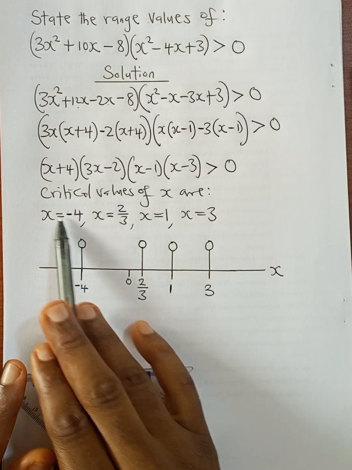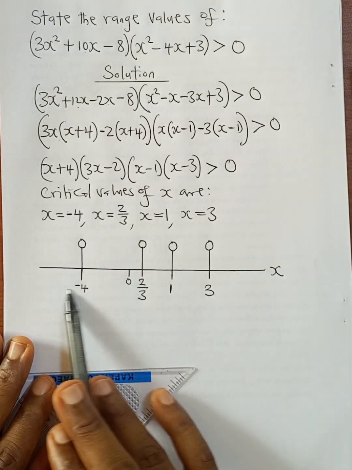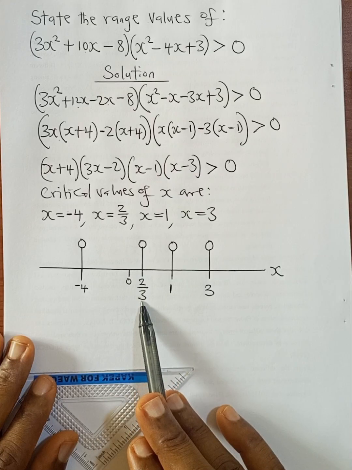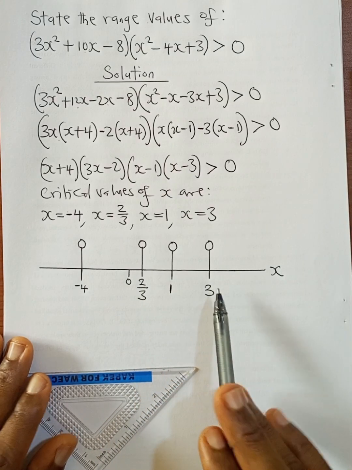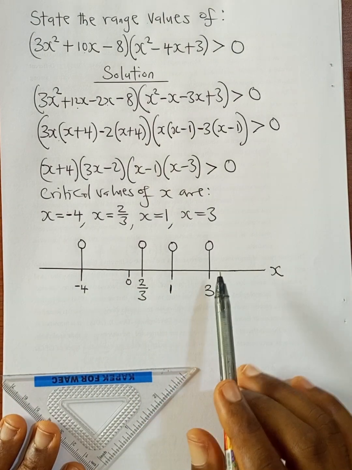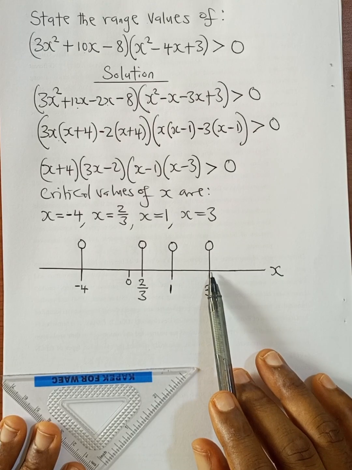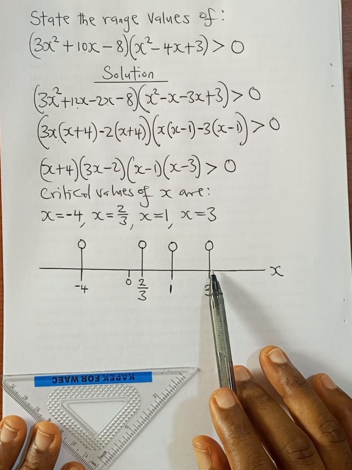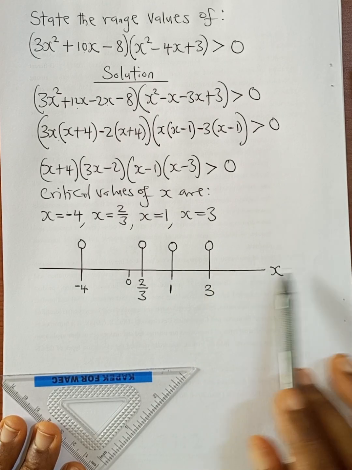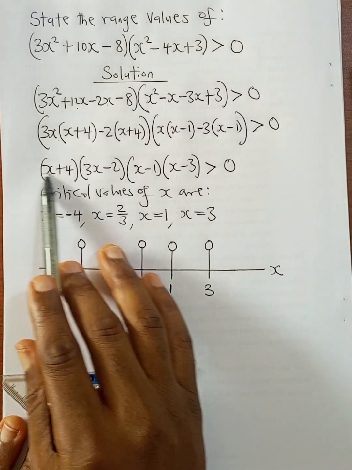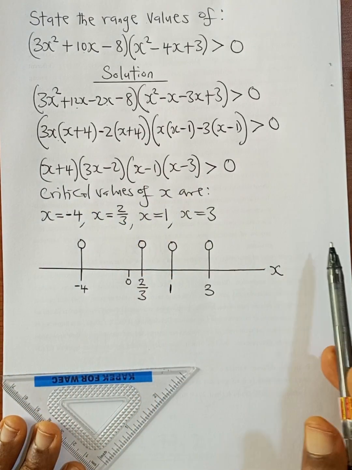So these are the values. That is what I put here now. Minus 4, 2 over 3, 1, 3. It's very simple. Now, from here, after 3, any number that is more than 3 to positive infinity, let's say 4. If you put 4 here, let's see if it will give us positive or negative.